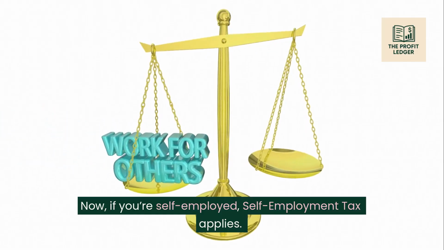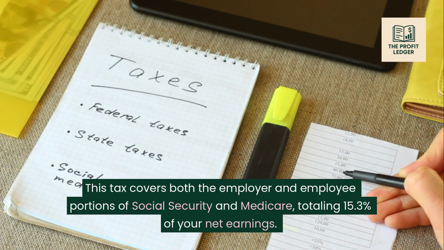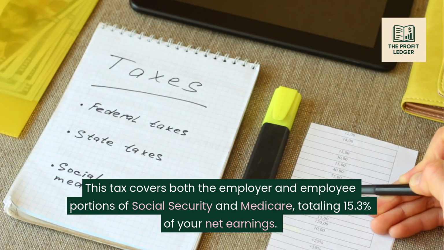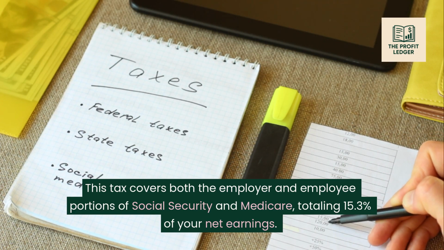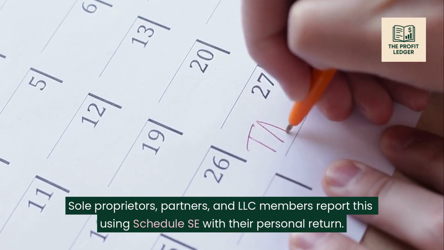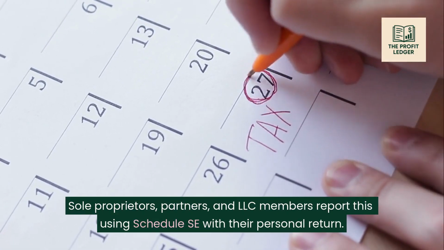Now, if you're self-employed, self-employment tax applies. This tax covers both the employer and employee portions of Social Security and Medicare, totaling 15.3% of your net earnings. Sole proprietors, partners, and LLC members report this using Schedule SE with their personal return.